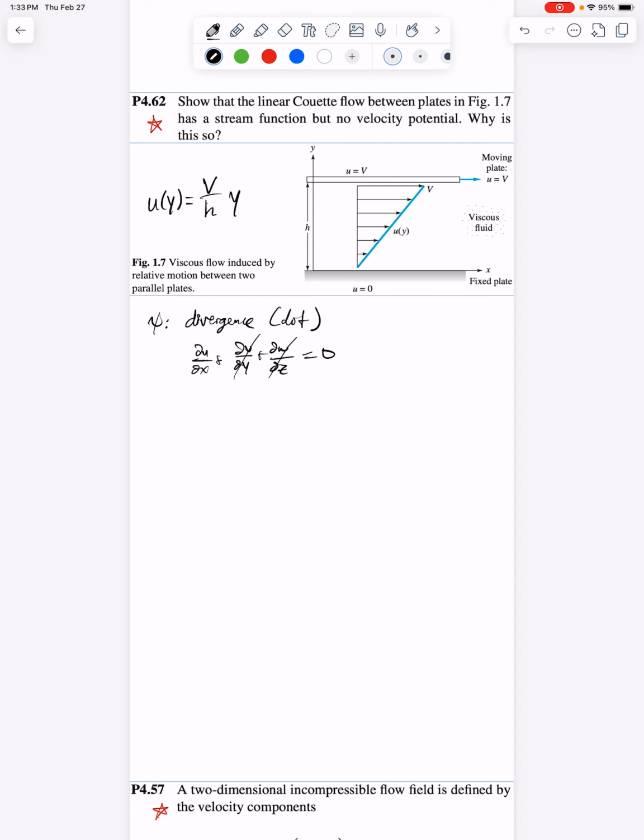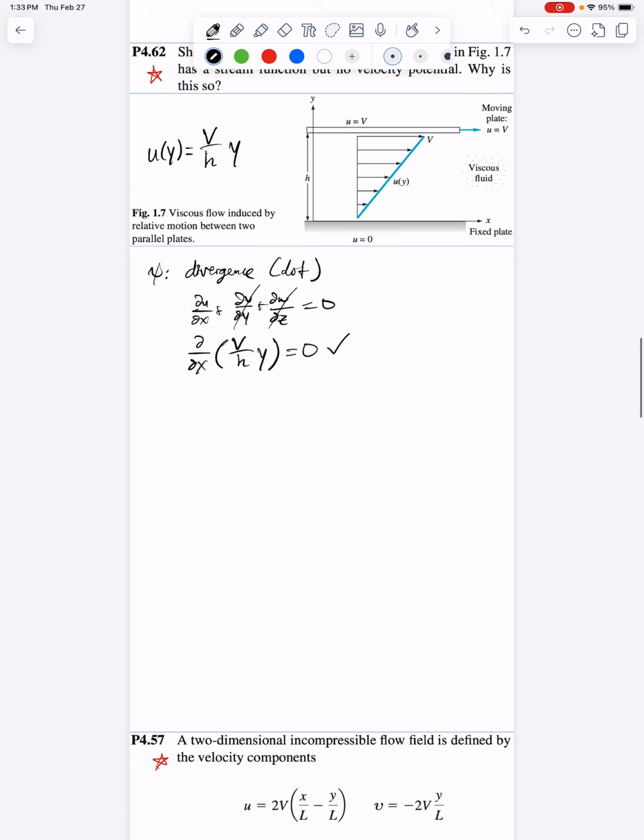So this is another 1D flow. These two terms get canceled out. We're left with the partial derivative with respect to x of V over h times y. There are no x terms involved here, so this whole thing becomes 0. This is true. Once again, we've proven that we have an incompressible flow field, that for an incompressible flow field we have achieved continuity, which then implies that psi does exist. Psi being the streamline. The streamline exists.